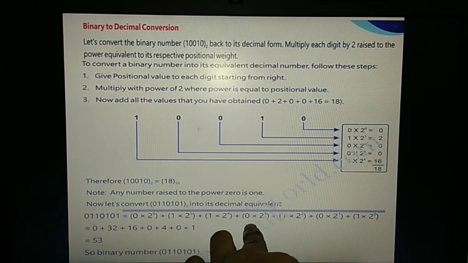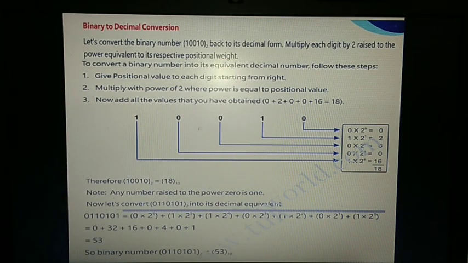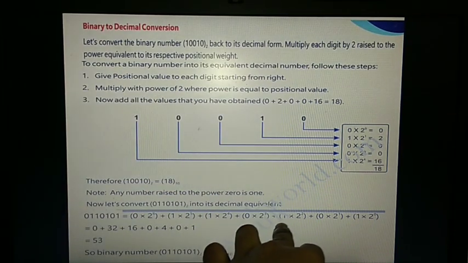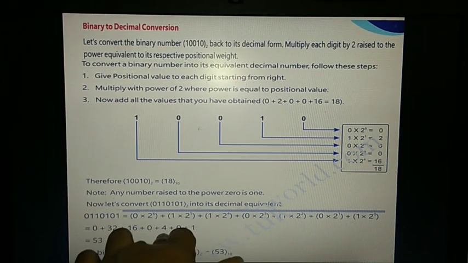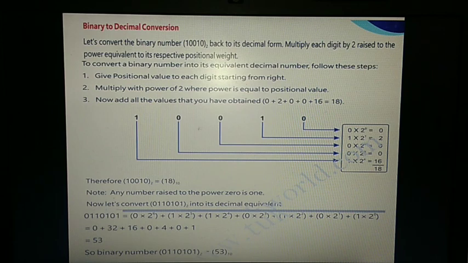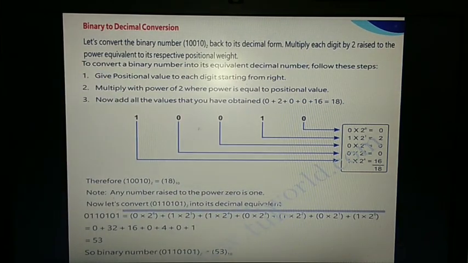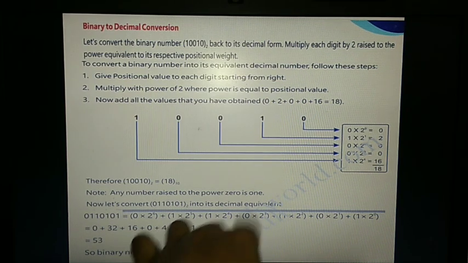Then plus 0 into 2 to the power of 3. 2 2s are 4, 4 2s are 8. 8 into 0, 0. Yes. Again plus 1 into 2 to the power of 2, that is 4. 4 into 1, 4, plus 0 into 2 to the power of 1, that is 2 ones are 2, 2 into 0, 0. Next, 1 into 2 to the power of 0, that is 1.